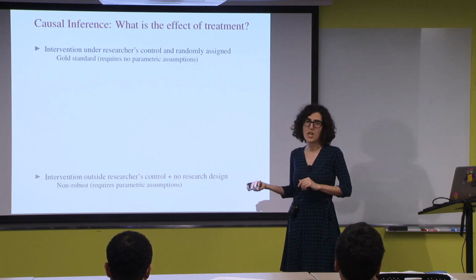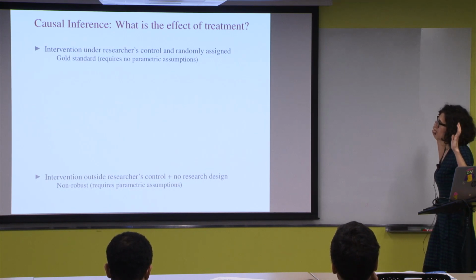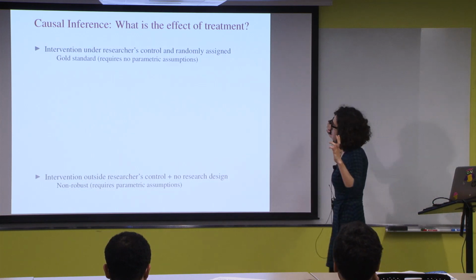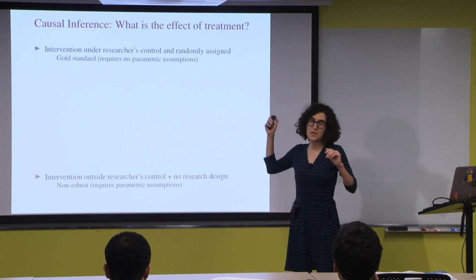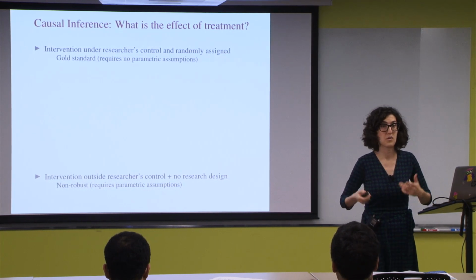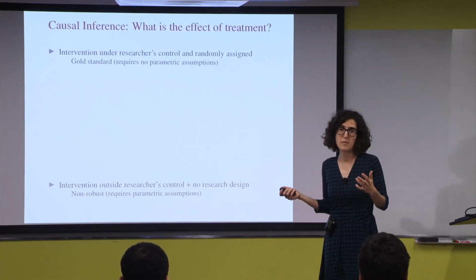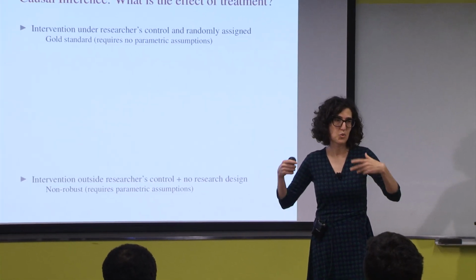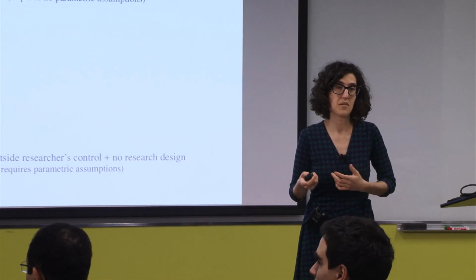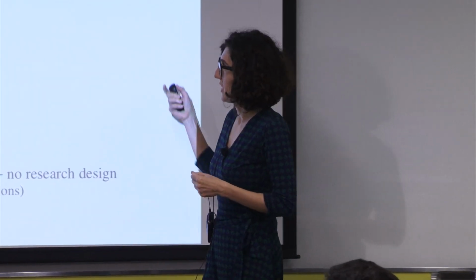So there's kind of a food chain here. I believe in MIT, everybody is familiar with a food chain. So at the very top of the food chain is a randomized controlled trial. So a researcher that randomly assigns the treatment or the intervention of interest really doesn't need to make any parametric assumptions to recover, or identify, learn about the causal effect of this treatment. And so we consider this to be the gold standard.